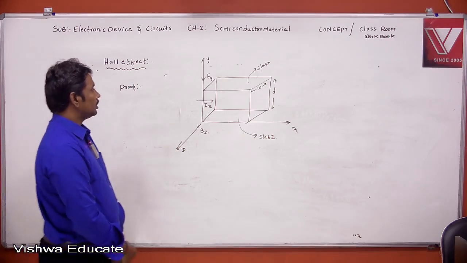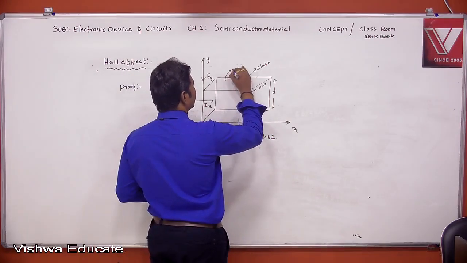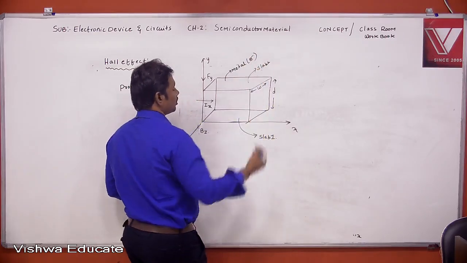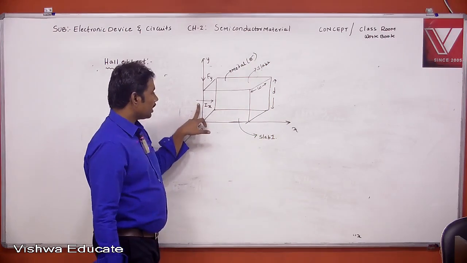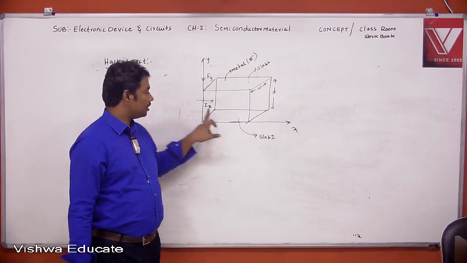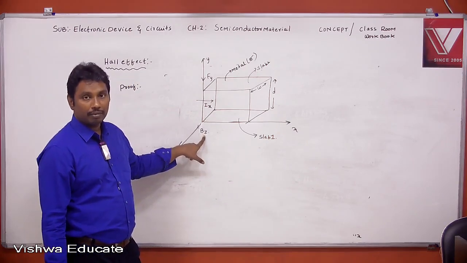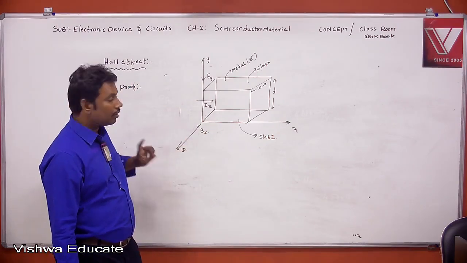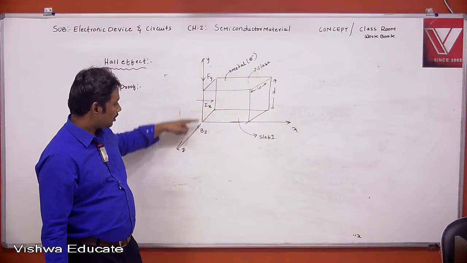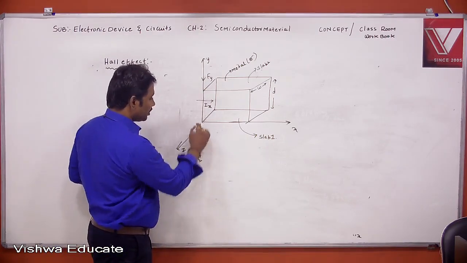Right. See here, to prove the Hall effect, I am considering a specimen that is a metal. Metal means charge carriers are electrons, right? Consider a metal which is carrying a current I in positive x direction, and is placed in a perpendicular magnetic field in positive z direction. Then the Lorentz force is induced in negative y direction. This is the negative y direction, right?